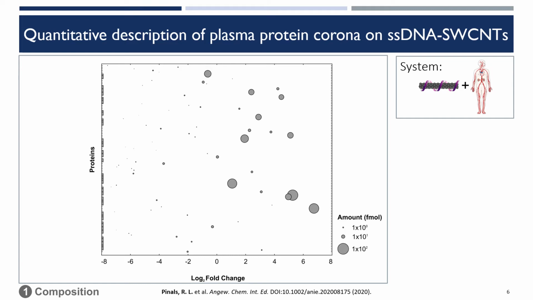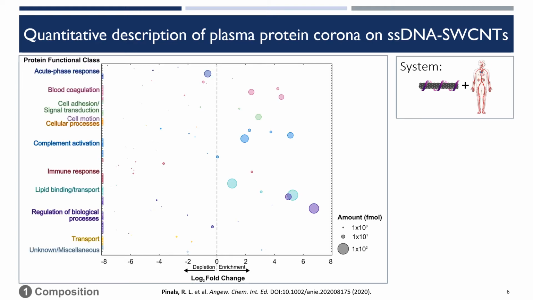Returning to the x-axis, fold change is relative to plasma proteins as they exist in the native biofluid. This line at 0 would then indicate the same amount of protein adsorbed in the corona phase as exists in the bulk biofluid phase. Therefore, greater than 0 indicates enrichment in the corona phase, and less than 0 indicates depletion. I can next classify proteins into functional roles by color, and we begin to see this distribution of enriched, highly abundant proteins across different functional roles, such as complement proteins and lipid binding proteins.